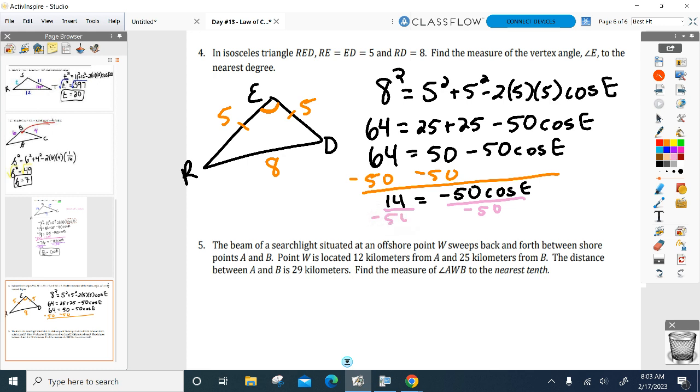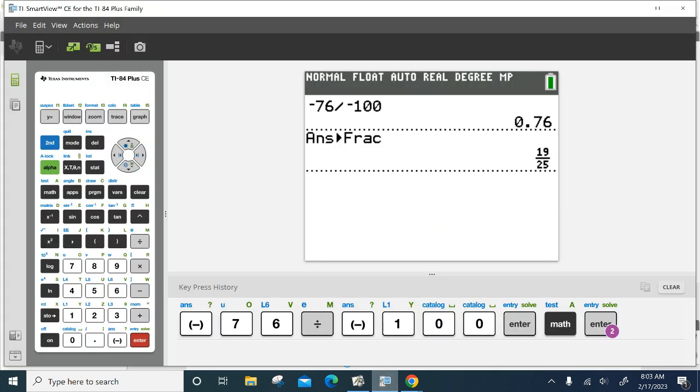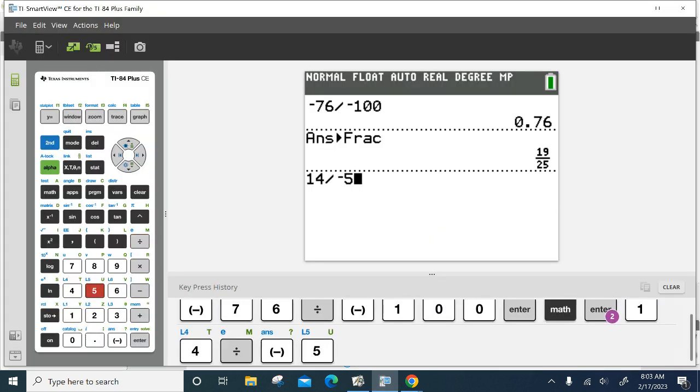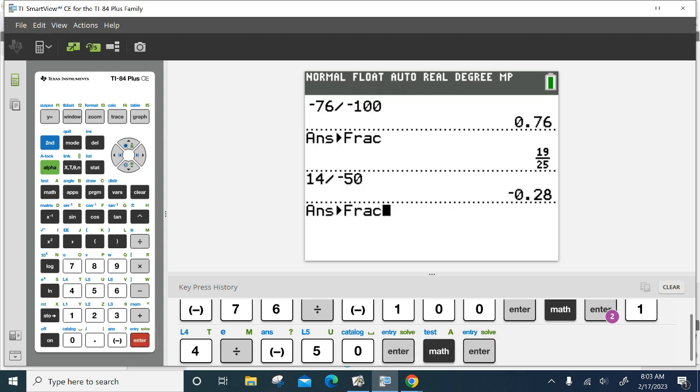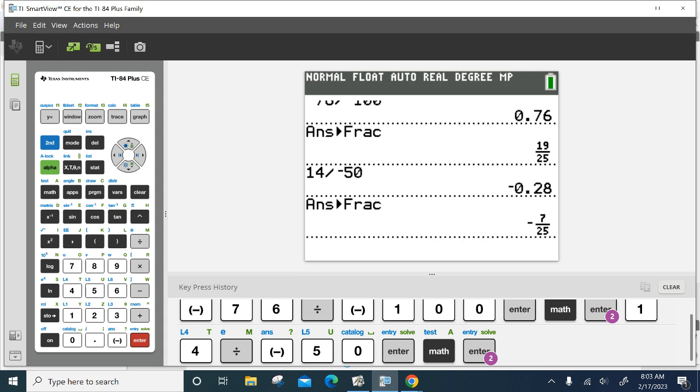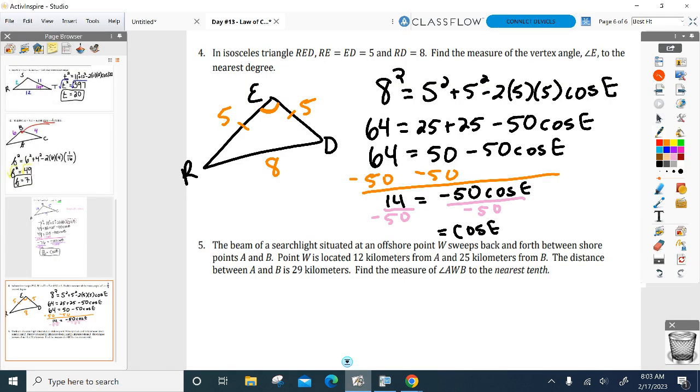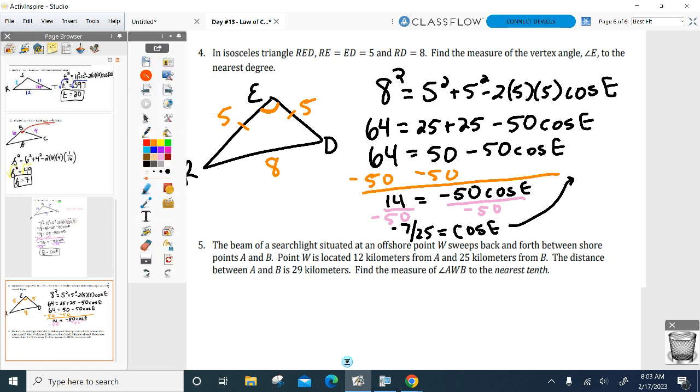But now let's talk, how do I keep it going? So I get cosine E equals 14 divided by negative 50. You can leave it as negative 0.28. We talked, you can leave it as a fraction too: negative 7 over 25. But now, how do I find angle E? I know the cosine is negative 7 over 25, but how do I find angle E?